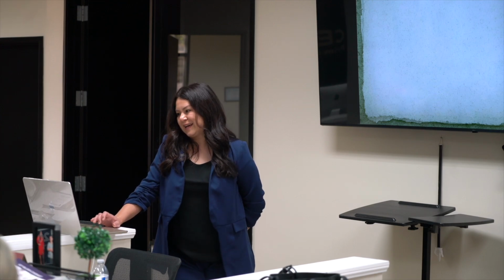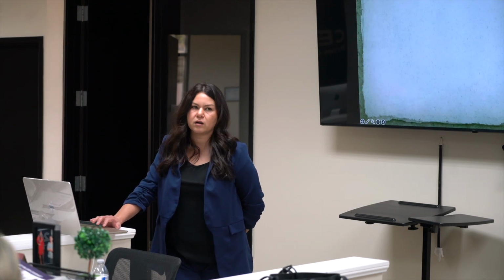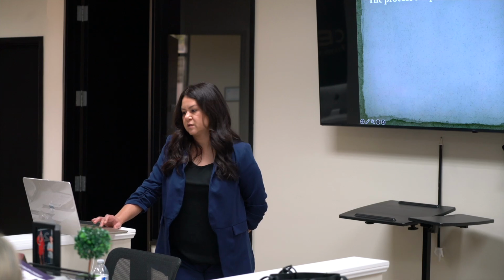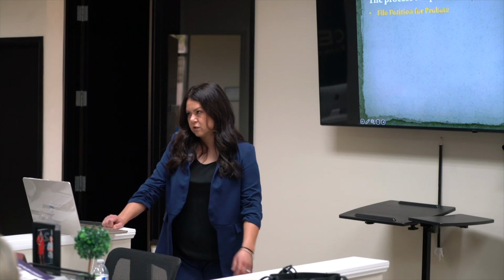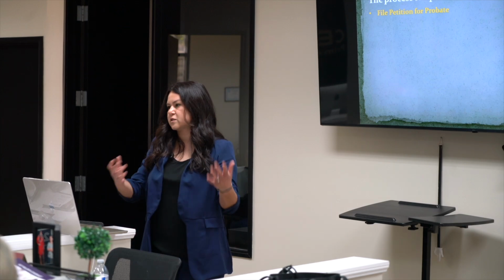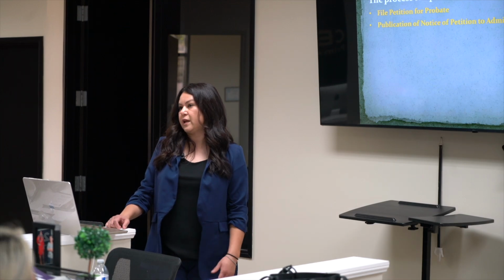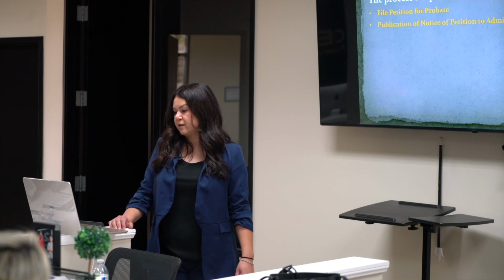The probate process generally takes between 9 months and a year and a half. It could be longer if there are issues or disputes between the family. So this is a very simplified process. How it starts is someone files a petition to be named the personal representative.